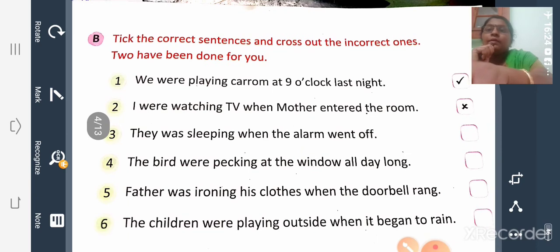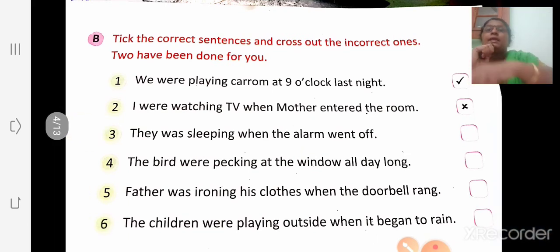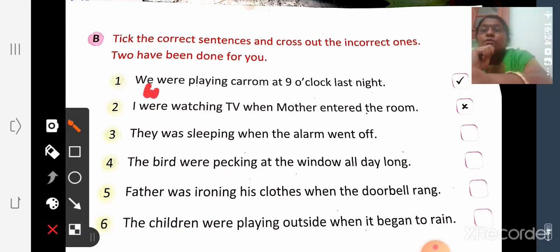Now the second one: tick the correct sentences and cross out the incorrect ones. Two have been done for you. If the sentence is correct, put a tick mark. If it is wrong, put a cross mark. We were playing cartoon. We is plural, so were playing. I were watching: I is singular, so the correct sentence is I was. They was sleeping is wrong because they is plural, so were.